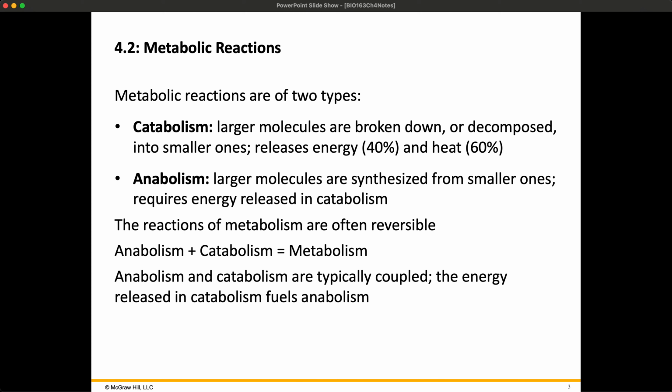In our body, this is actually what produces our body heat. The heat that's lost in all of these constant trillions and trillions of catabolic reactions is actually what gives us our body heat.